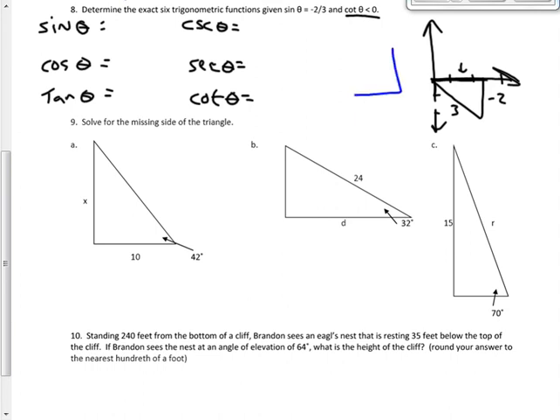You can just draw a random triangle, and you can say, well, this side's -2, and then you can say that this side is 3, and you can find the opposite side by doing -2 squared plus 3 squared is equal to c squared. So this is 4 plus 9 equals c squared. That's not true.